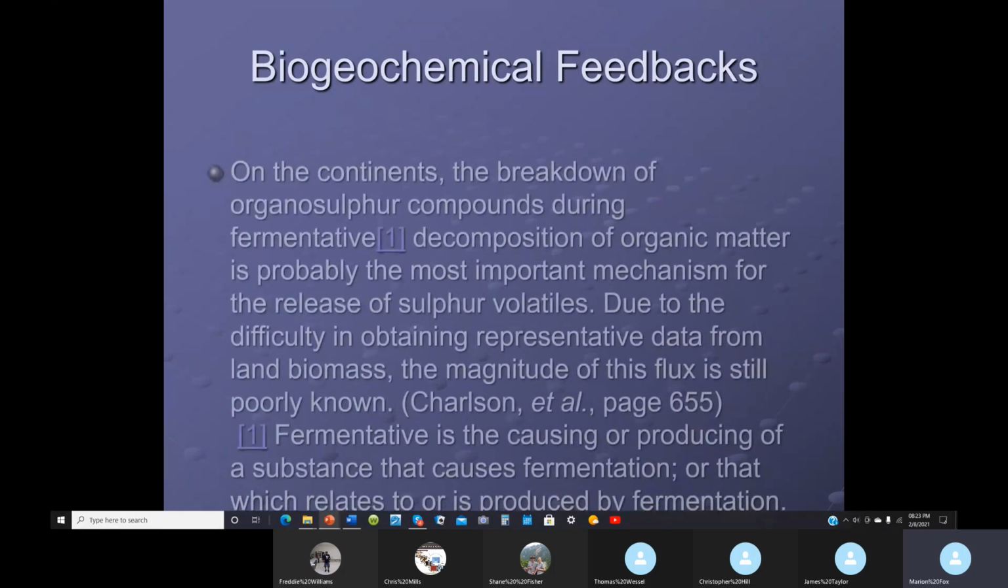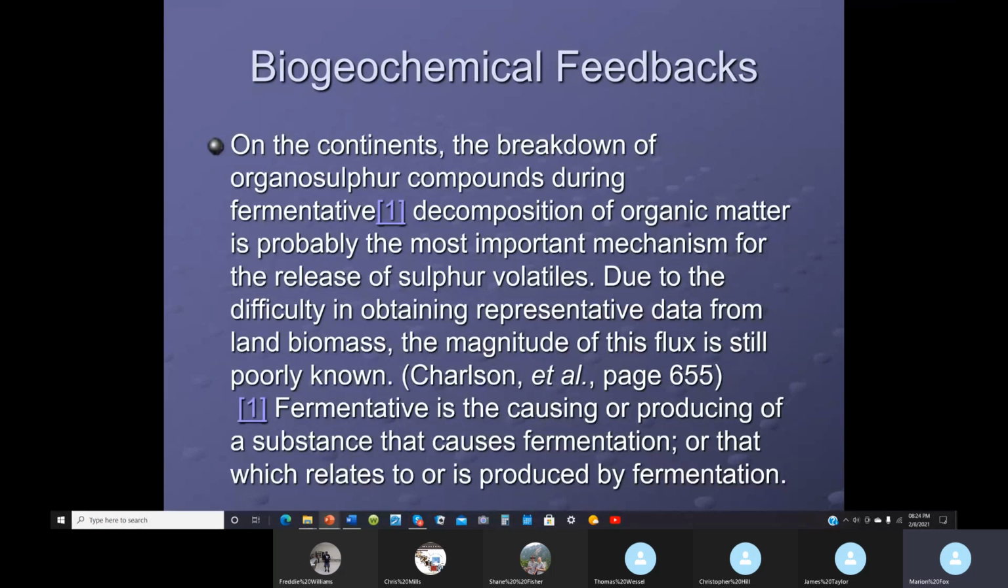Okay. On the continents, the breakdown of organosulfur compounds during fermentation. Okay, fermentation. Well, that's what Pasteur found with his Pasteur point. Oh, see, it's fermenting. Organosulfur compounds are produced through fermentation. Fermentative decomposition of organic matter is probably the most important mechanism for the release of sulfur volatiles.